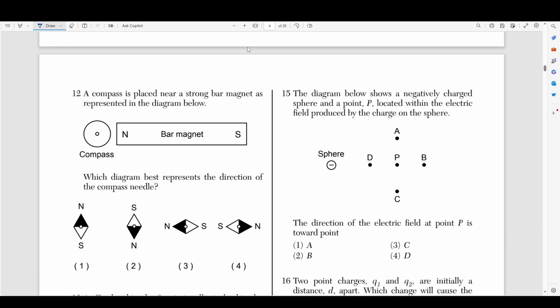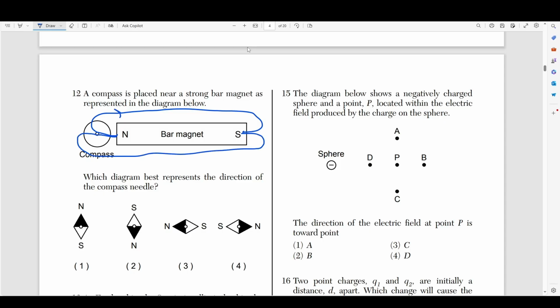So moving on to number 12, it says a compass is placed near a strong magnet bar as represented in the diagram below. Which diagram best represents the direction of the compass needle? Okay, so how does a compass work? A compass works by highlighting the flow of a magnetic field, right? And how does a magnetic field flow? A magnetic field flows from north to south always. Always. And it's always going to originate from the top of the north and end up in the bottom of the south.